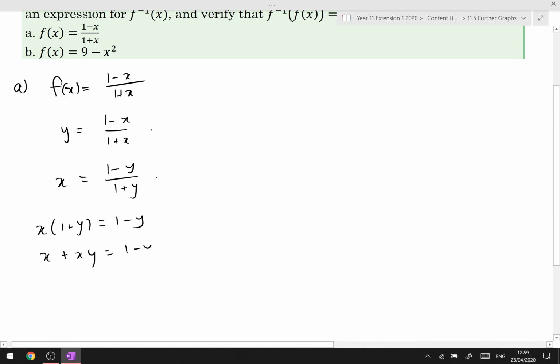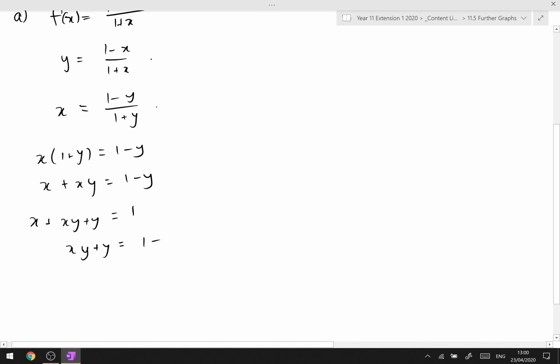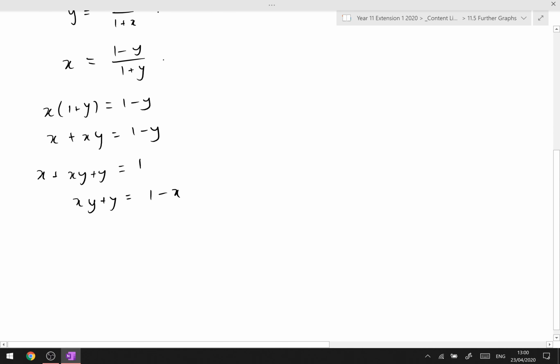Then I'm going to move the y to the other side, so it gives me x plus xy plus y is equal to 1. And I'm going to move that x back over, so I get xy plus y is equal to 1 minus x. Now I'm going to factorize this side because I've got a y that's common to both. So y lots of x plus 1 is equal to 1 minus x. Then I'm going to divide both sides by x plus 1.